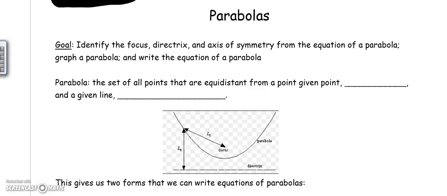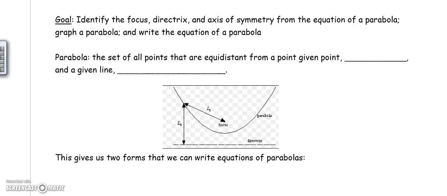Hello everyone, today we are going to be doing some more work with parabolas, and we're going to be learning some new vocabulary about them and a new way to write the equation. So our goals for today are to identify the focus, directrix, and axis of symmetry from the equation of a parabola, graph a parabola, and we're going to work on writing equations of parabolas.